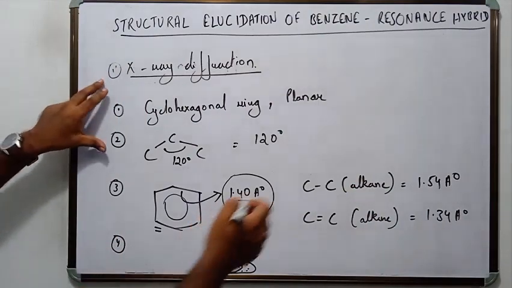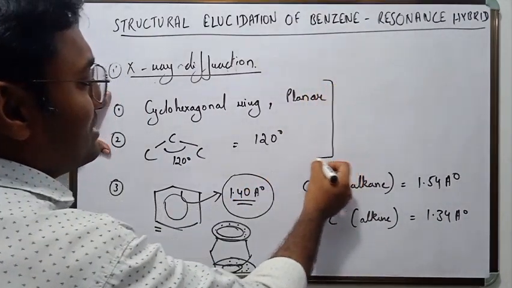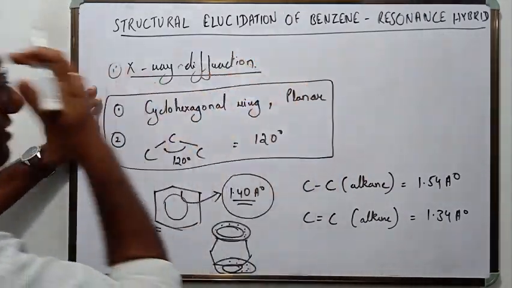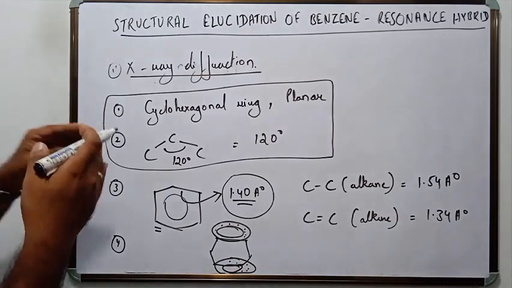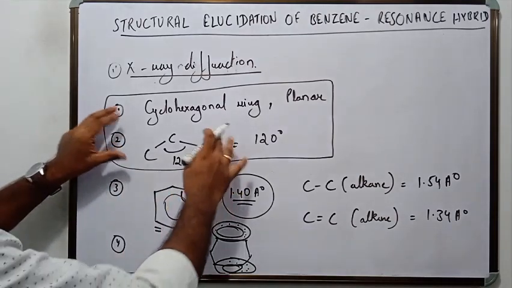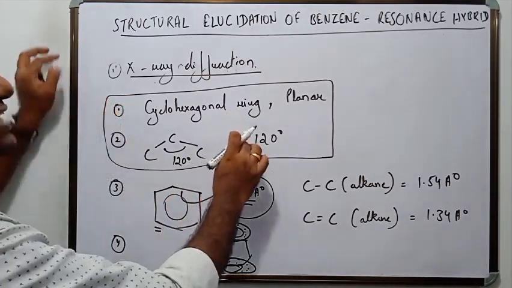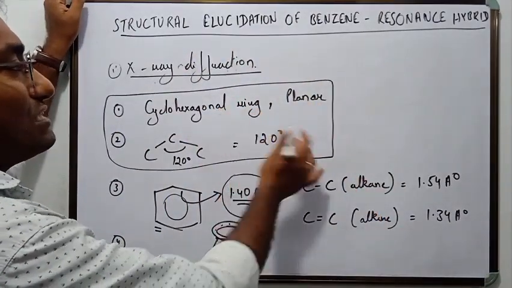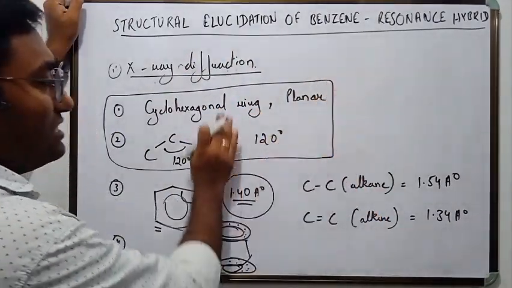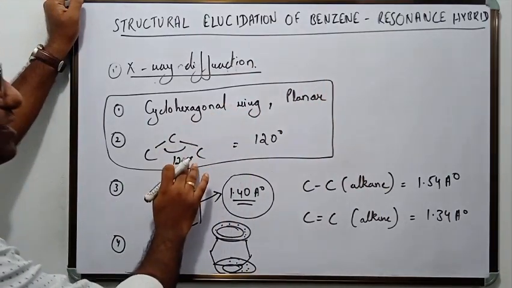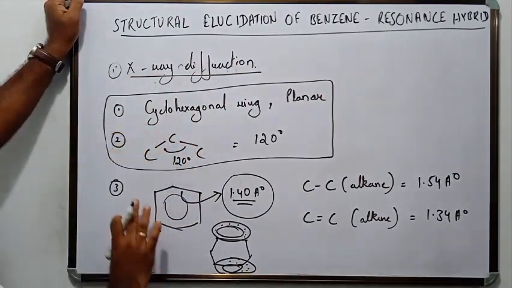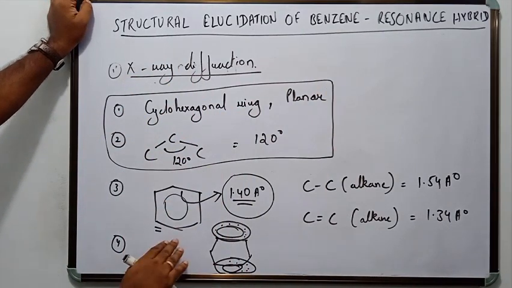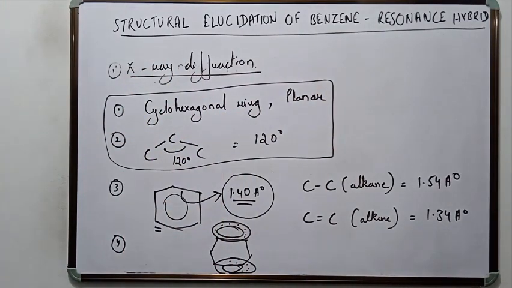The importance of these two points we will see subsequently in a later section when we study the molecular orbital structure of benzene. There we will take up these two points and again prove that it is a resonance hybrid structure. For now we are not touching these two points, but please do make a note. So from these points we understand that the structure of benzene is a resonance hybrid structure.